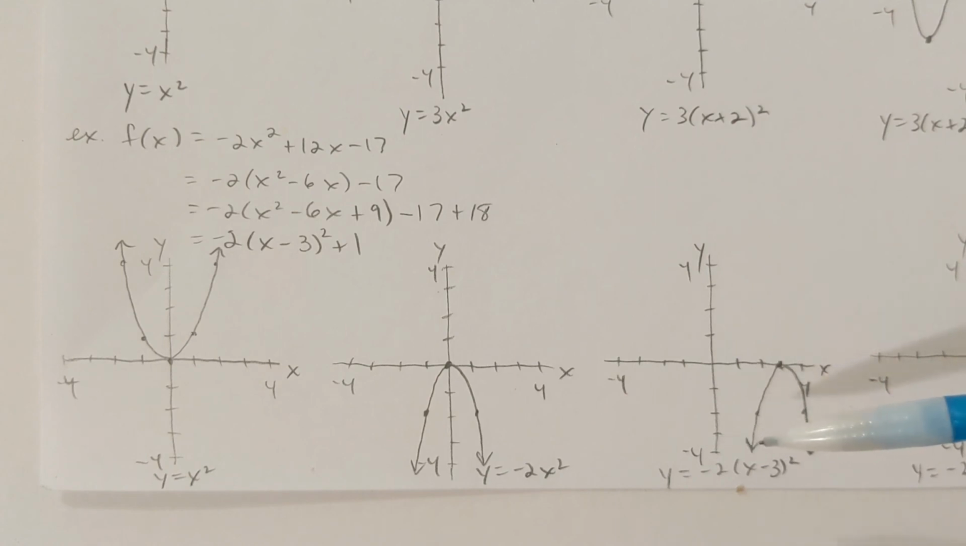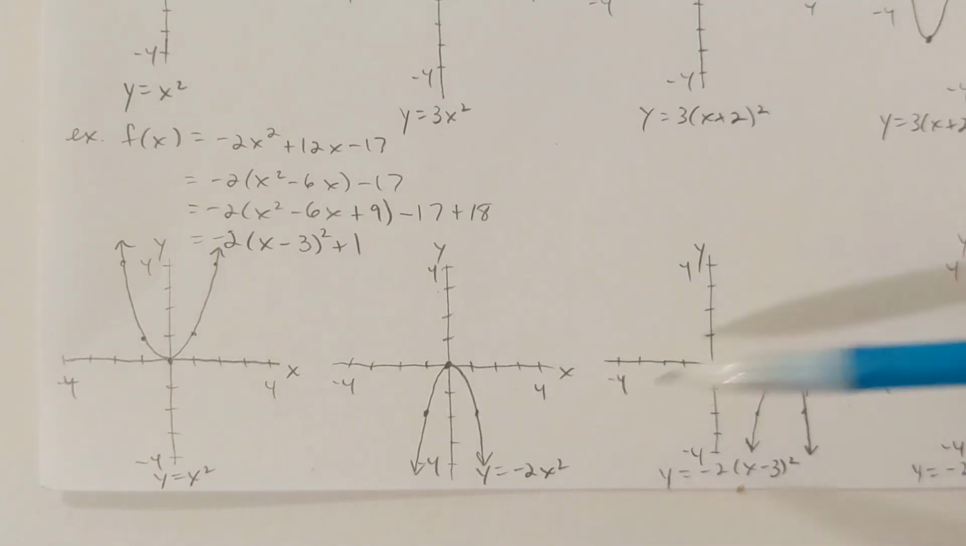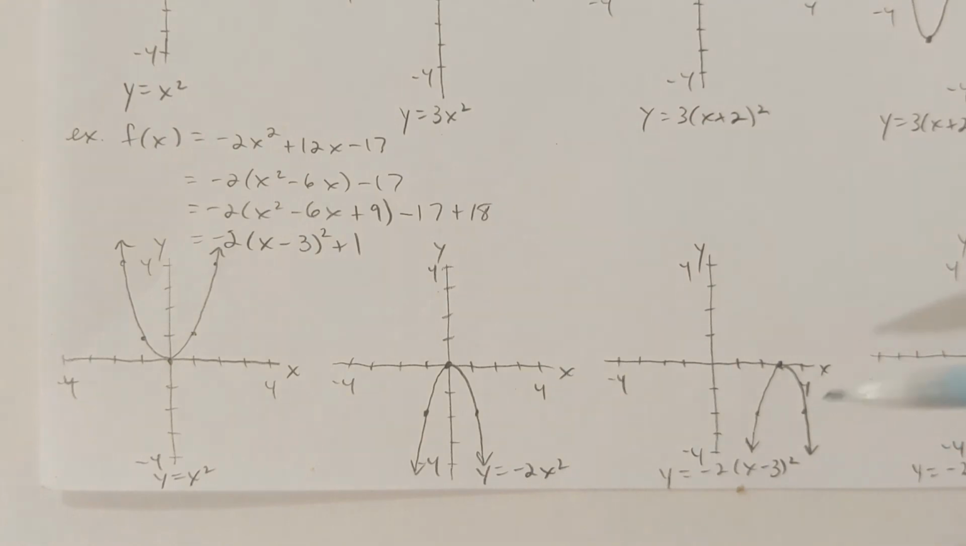Y equals negative 2 times (x minus 3) squared. Well, so I go to the right 3. (3, 0) is on the graph. (4, negative 2) is on the graph. (2, negative 2) is on the graph. Okay.